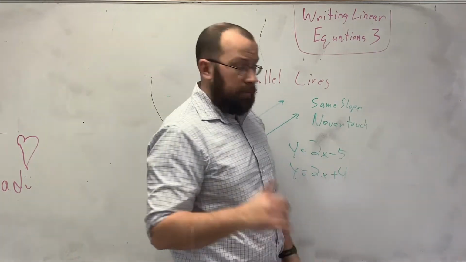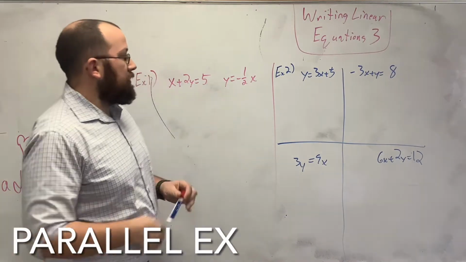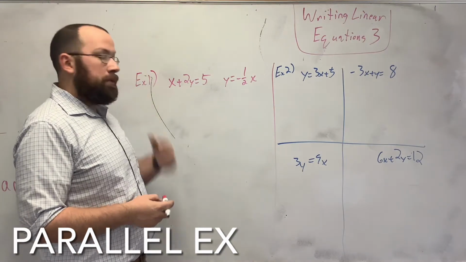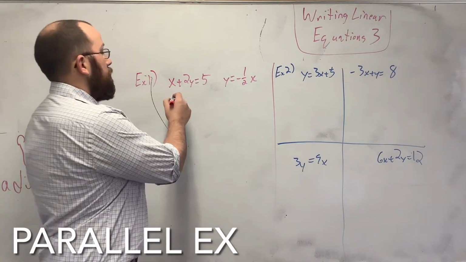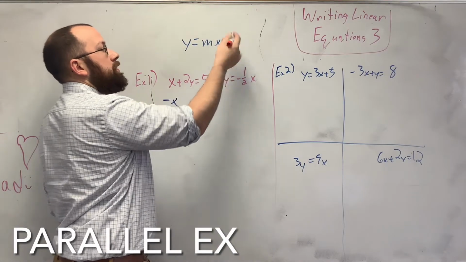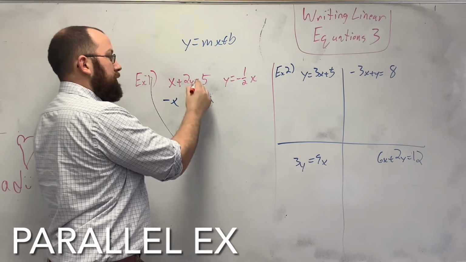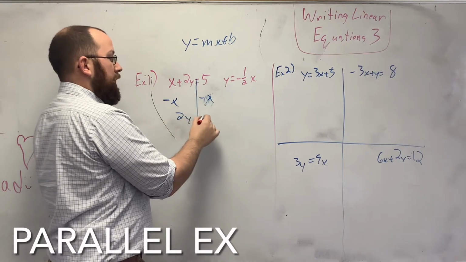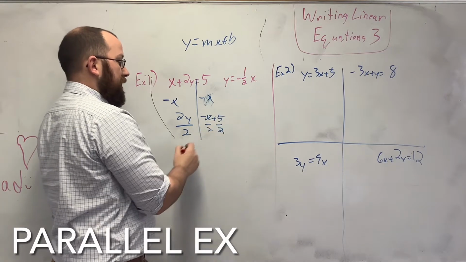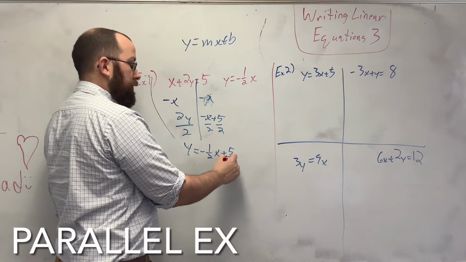Let me do a couple examples. All right, again, parallel lines will have the same exact slope. To find out if they have the same slope though, sometimes you'll get it in this form, so I need to switch it. You always have to put it in the slope-intercept form. Subtract x from both sides. Gives me 2y equals negative x plus 5, divide everything on that side by 2. Y equals negative 1/2 x plus 5 over 2.